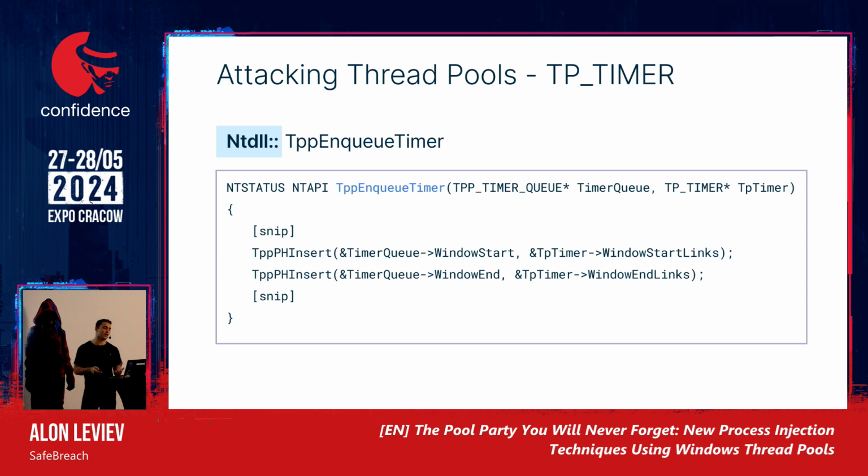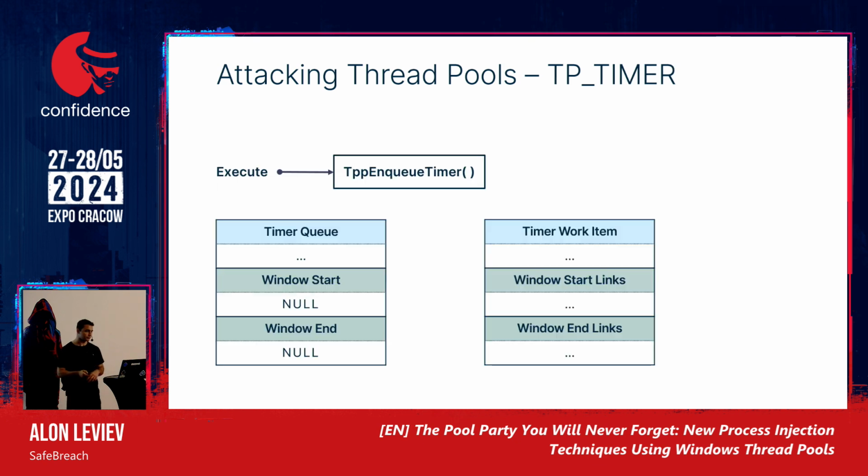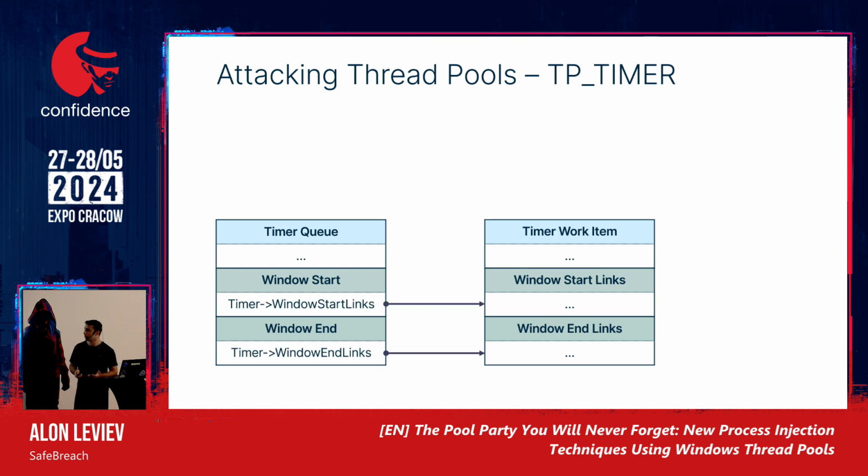The function that queues the timer to the queue is TPP enqueueTimer, and it basically just inserts the start links, the start to the Windows start link fields, and the Windows end to the Windows end link fields. So let's have an illustration. We have a timer on one side and a timer queue on the other side. If we call this TPP enqueueTimer, it will just make the timer queue Windows start to have the start links and the Windows end to have the end links.